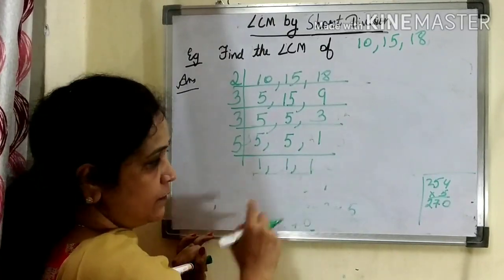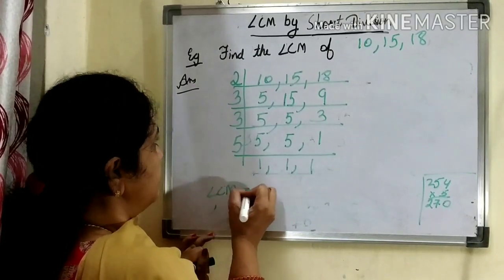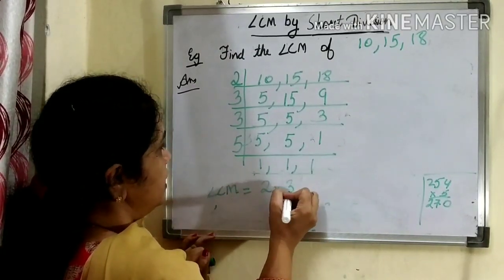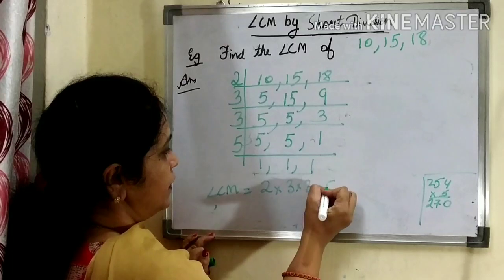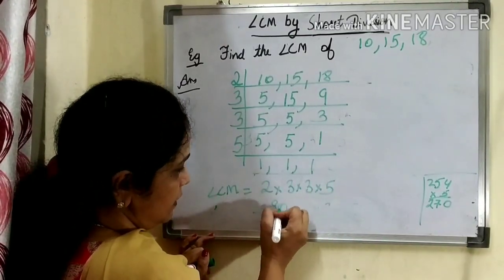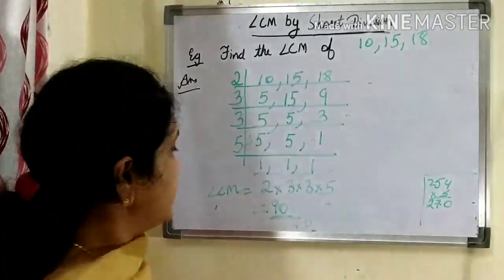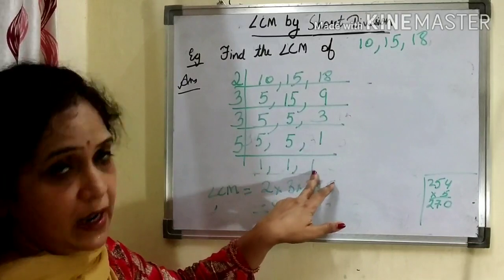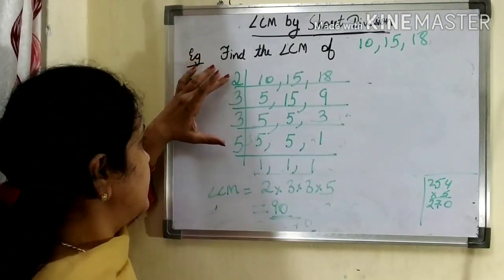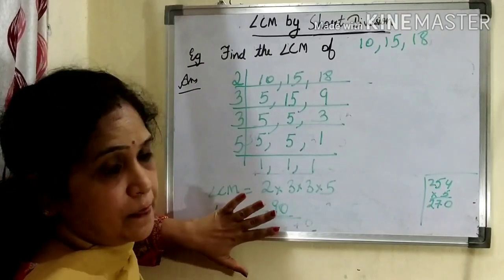So at last 1 1 1 came. Now what is the LCM here? LCM will be 2 into 3 into 3 into 5. 2 3s are 6, 6 3s are 18, 18 5s are 90. So 90 is the LCM. So you do it in this way so that at the bottom, everything becomes 1. Then you multiply the product of these factors, right? You multiply and find the LCM.